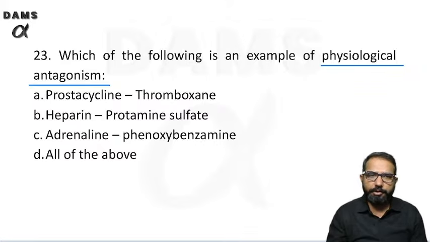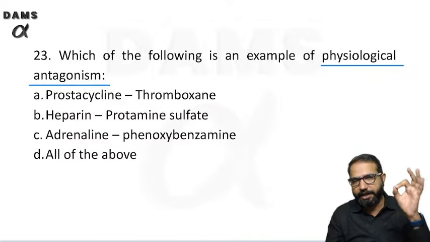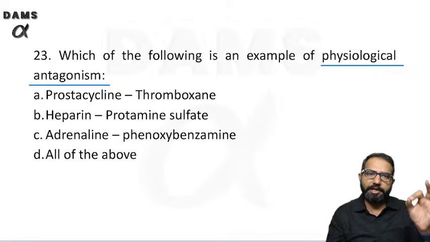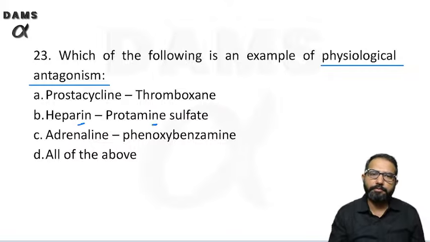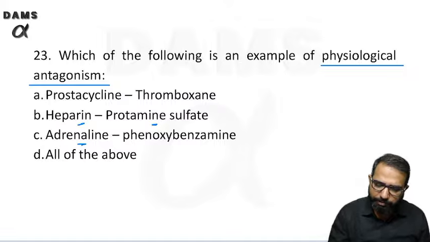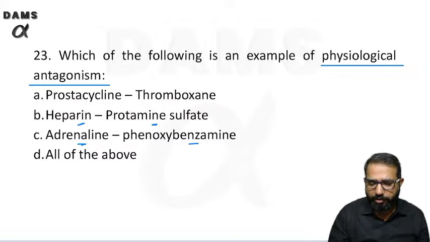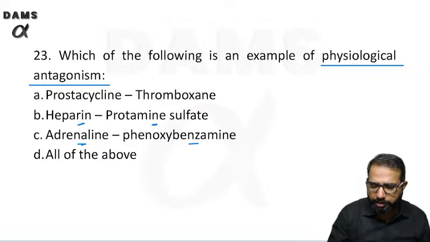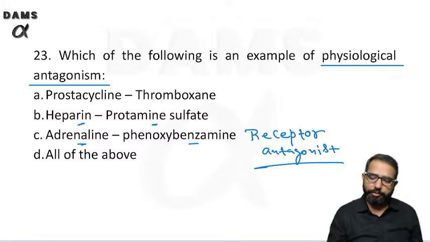Let's see one by one. Prostacyclin and thromboxane: prostacyclin causes platelet anti-aggregation, thromboxane causes platelet aggregation. Heparin and protamine: this is acid, this is base. Adrenaline and phenoxybenzamine: adrenaline is an alpha agonist, phenoxybenzamine is an alpha blocker. So alpha agonist, alpha blocker. These are receptor antagonists, not physiological. These are receptor antagonists, or you can say pharmacological antagonists.